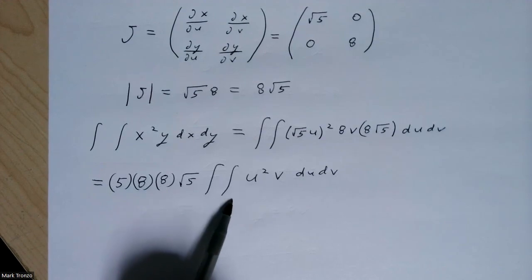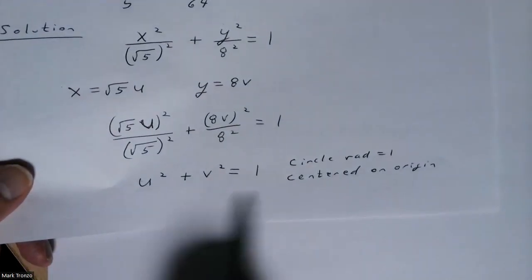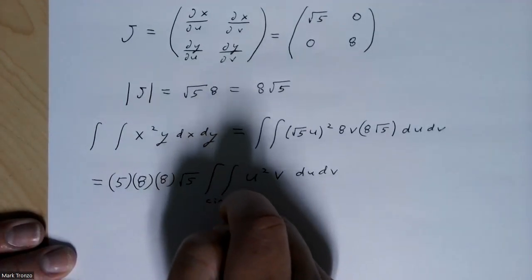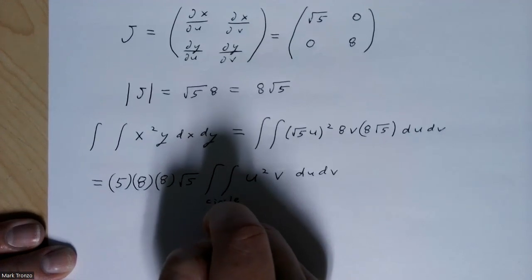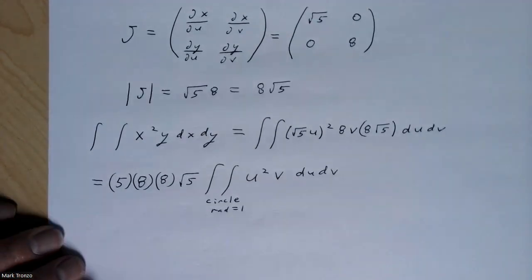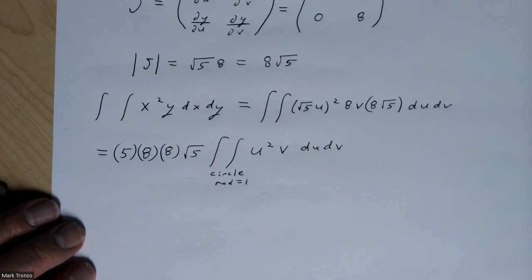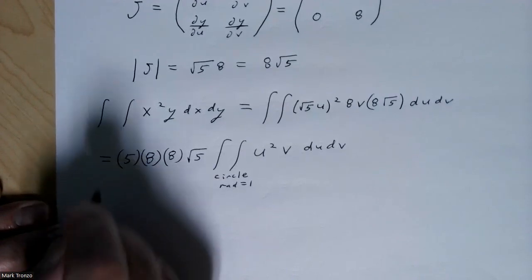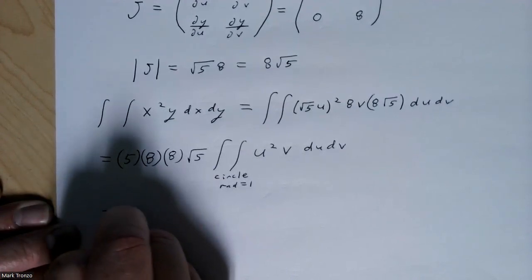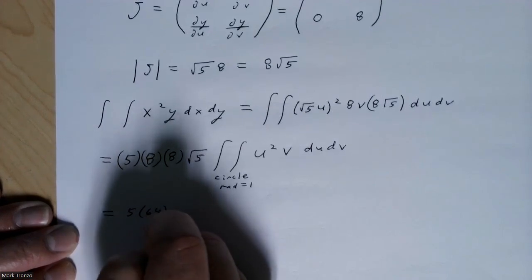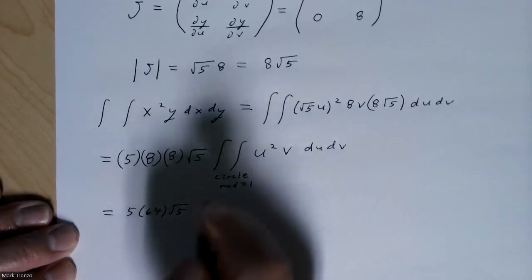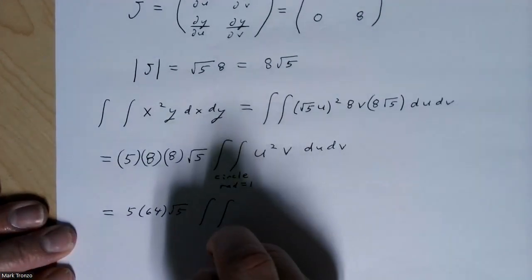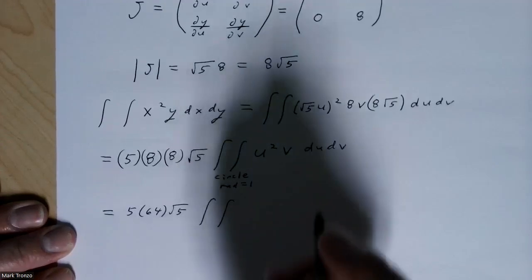Now, think of what we're doing, though. We're integrating over this new domain now, the circle of radius 1. So let me just kind of mark this here. Circle. So now, since it's a circle, let's change to polar coordinates. And let me multiply some of this out maybe a little bit. Maybe this would be 5 times 64 square root of 5. So again, a circle of radius 1 centered at the origin. And so we're going to change to polar coordinates.